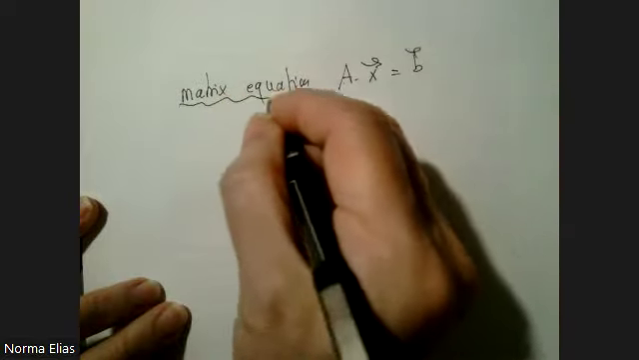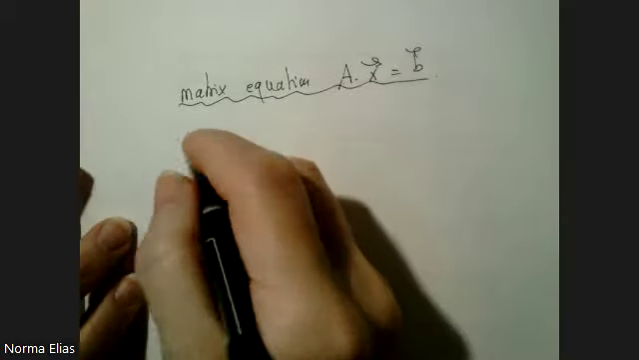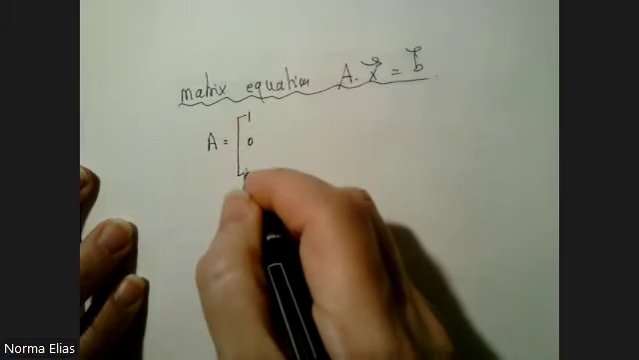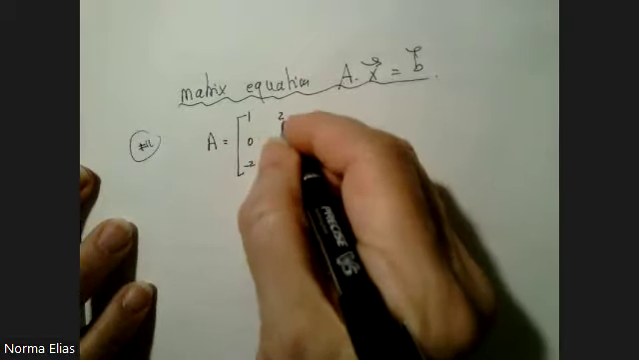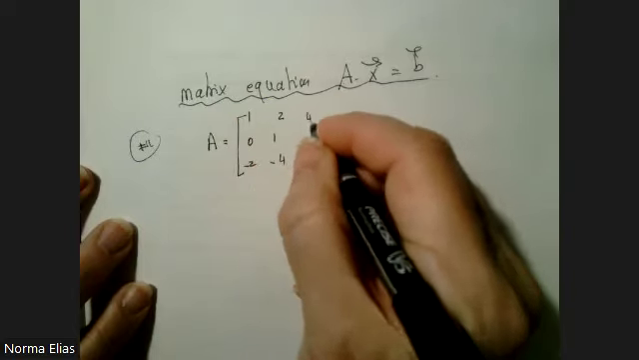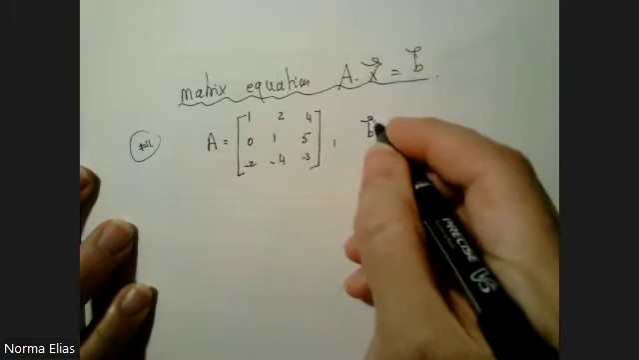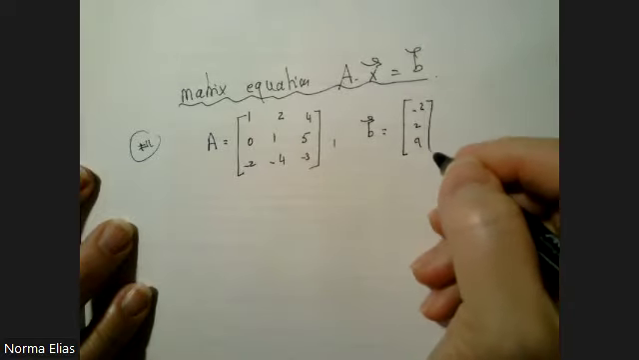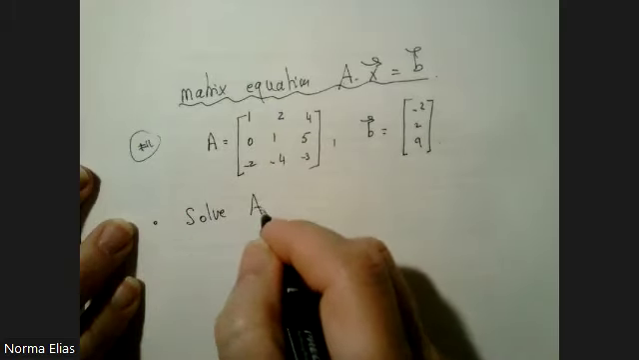AX equal to B. Okay, so for example, let me take again one of the problems I've assigned to start the lecture. Suppose I take the following matrix, A equal 1, 0, minus 2, which is actually number 11 in your book that I'm going to expand on, 2, 1, minus 4, 4, 5, minus 3. And I have the vector B, which is minus 2, 2, and 9. And question number 1 is, solve AX equal to B.